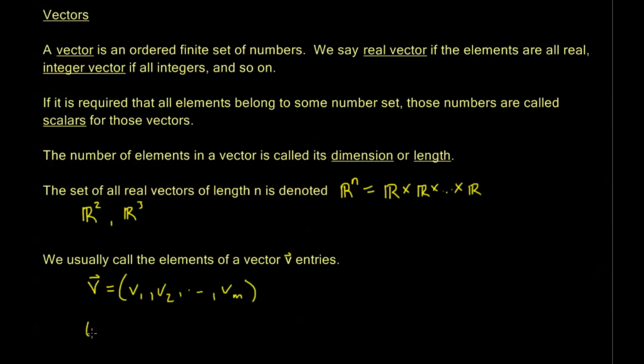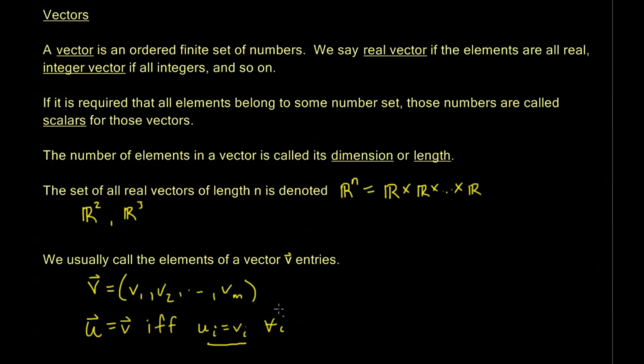If we have two vectors, we say that the vector u equals the vector v if and only if each of their entries are equal component-wise, so u_i equals v_i for every i. Of course they need to be the same length for us to even talk about all of the entries being equal. But we'll say the two vectors u and v are equal if and only if each of the entries are equal to each other.